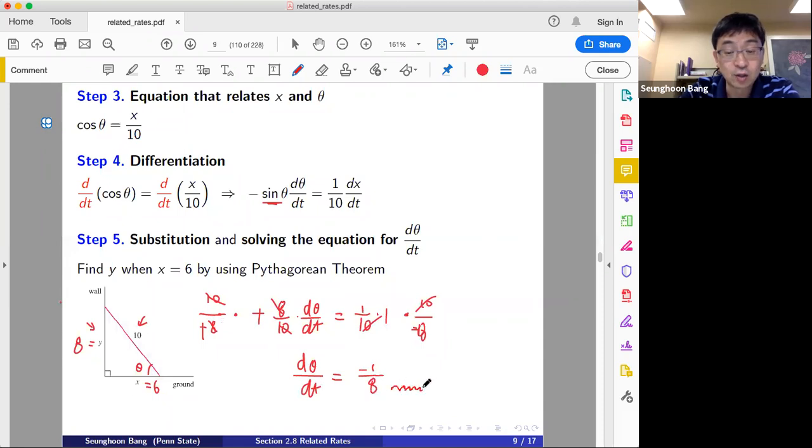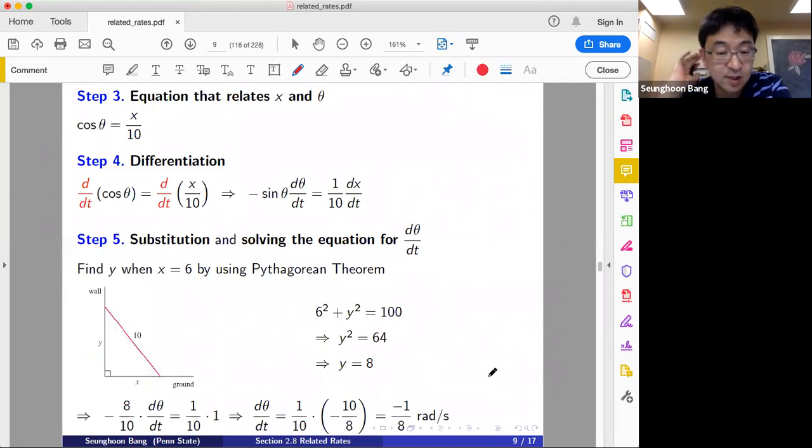What is the unit? What's the unit of angle? You can use degree or radian. Which one? You always use radian. In this problem, we don't have any notation of degree, so just use the number. The number is in radians. We have radians per second. That's the answer.